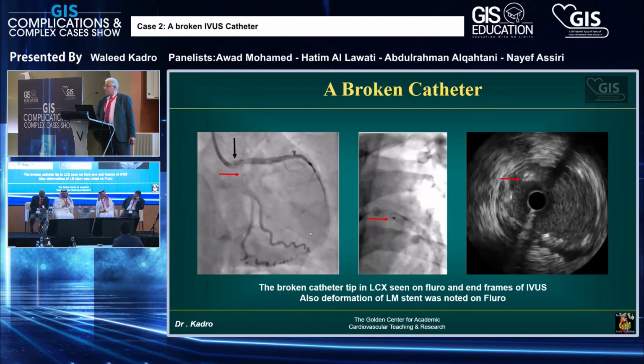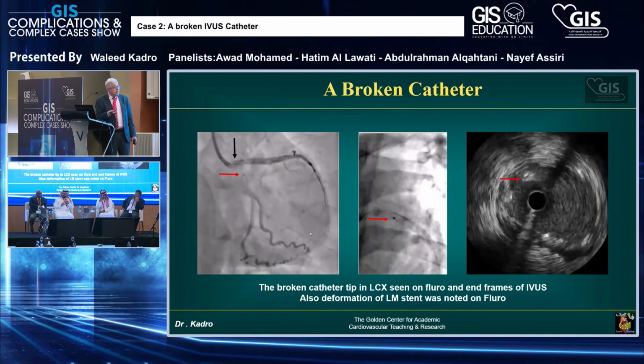I think this happened after you tried to pull it out from the left circumflex because some struts are there in the left main. Yeah. And you didn't land in the ostial LAD because there was disease extending to the distal left main. Yeah, we did the IVUS pullback from the LAD to the left main, and we did document that there is a malopposed and probably deformed stent that needs further workup.